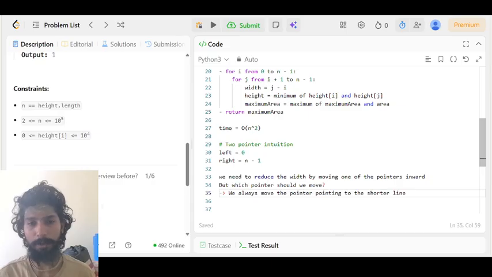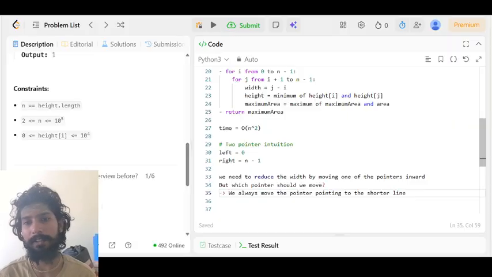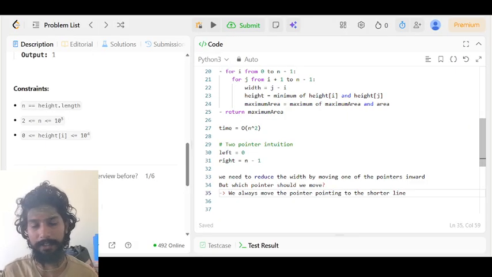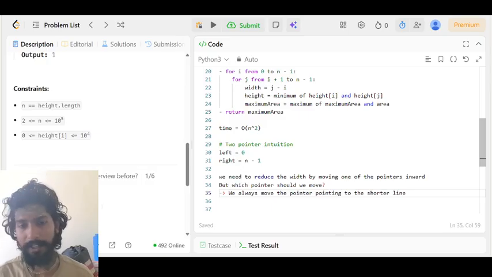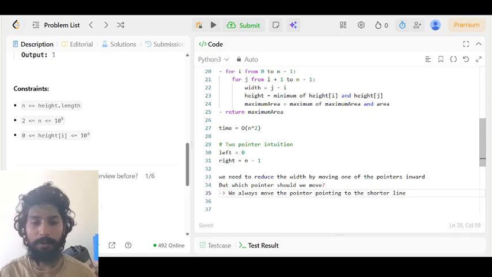Why? Because suppose the left line is shorter than the right line. The area is currently limited by the left line. If we move the right pointer inward, the width decreases. But the effective height cannot increase beyond the shorter left line because that left line is still part of the container. So width is decreasing and height remains the same or it also decreases. So we cannot get a better area. Therefore, moving a taller line cannot give us a better area with the same shorter boundary. Our only chance of finding a larger area is to move the shorter line and search for a taller line.